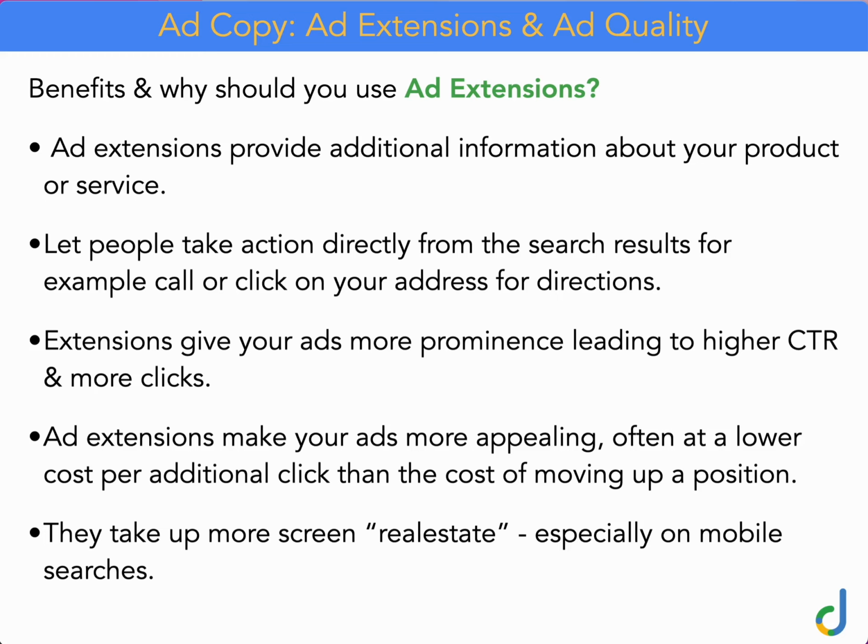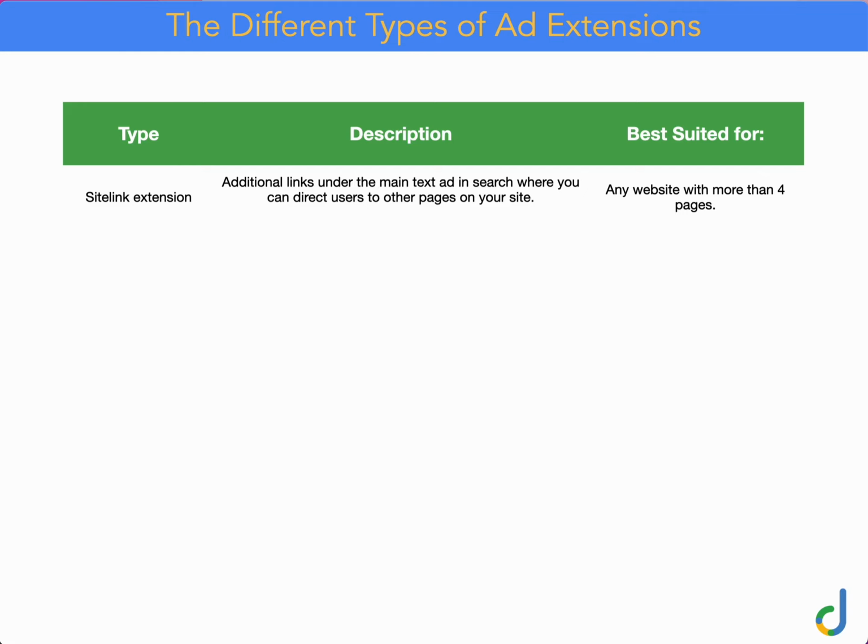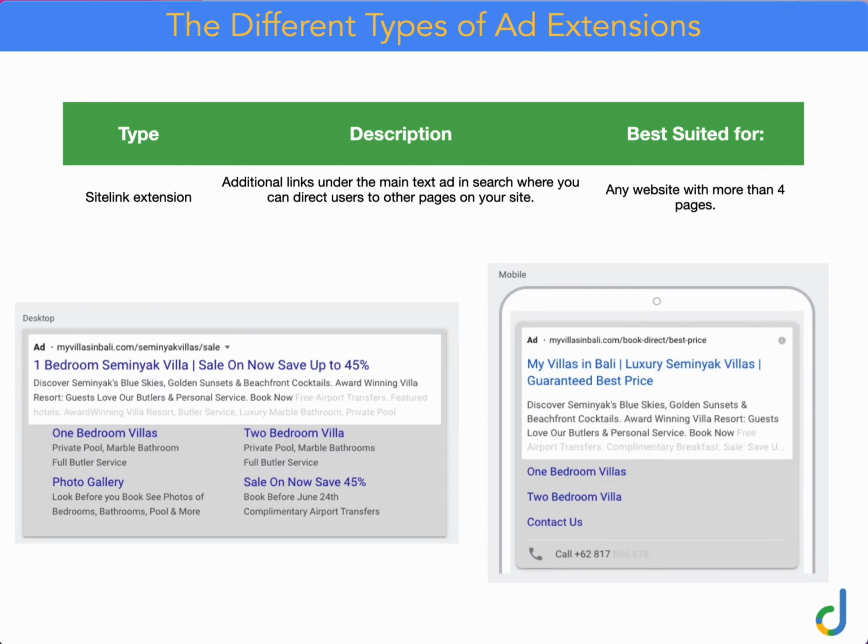All right, let's go through the different types of ad extensions that you can use. I'm going to roll through these quite quickly because we're going to be giving you some visual examples. So your site links. These are the additional links under the main text where you can direct users to other pages on your website. So they appear underneath there.